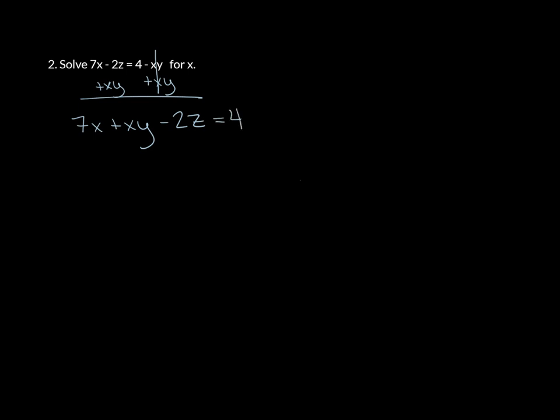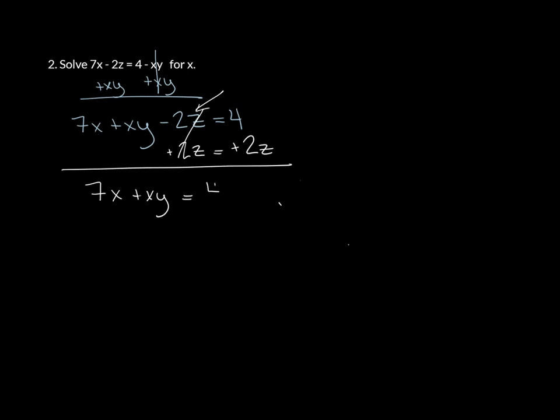Now, you'll notice, of course, that this 2z does not have an x in it. So what I need to do is move that to the right side of the equation. So since it's subtracting, I'm going to add 2z to both sides of the equation. When I do, I'm left with 7x plus xy equals 4 plus 2z. Now, everything with an x is on the left.